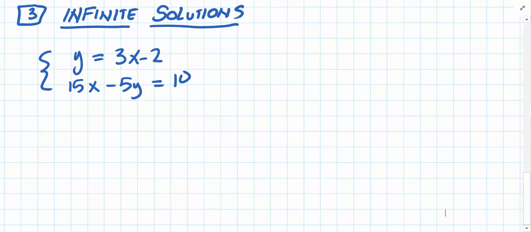Okay, let's see what the algebra looks like to support that. If you had to take a guess, what do you think the algebra is going to look like? 0 equals 0. 0 equals 0. Everybody always says 0, because does it have to be 0 equals 0? No. Could it be 5 equals 5? Yes. What about 9 equals 9? Yes. What about negative 1 equals negative 1? Yes.